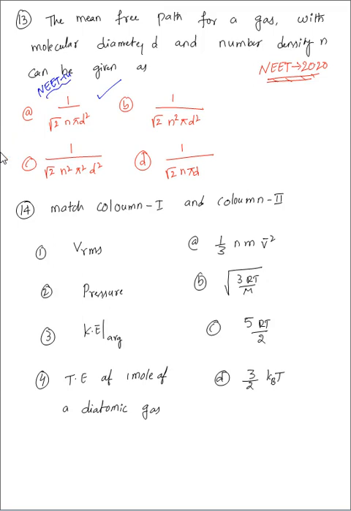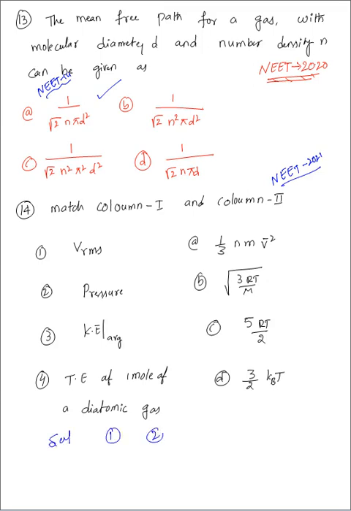Okay. Next, this question is from NEET 2021. In this question they are asking, match column 1 and column 2. On one side they gave VRMS, pressure, average kinetic energy, and total energy of 1 mole of a diatomic gas. On the other side: 1 by 3 n m V average square, under root 3RT by m, under root 5RT by m, and 3 by 2 kBT. We need to match 1, 2, 3, 4 with A, B, C, D. So let me mention the solution here.